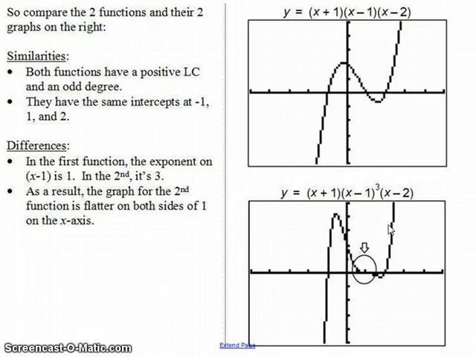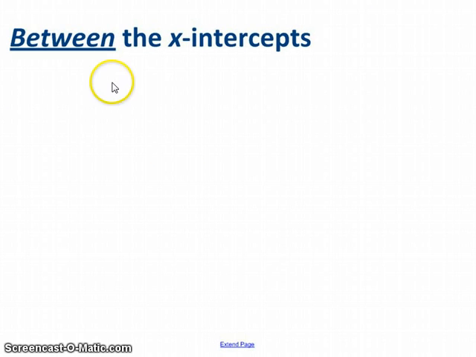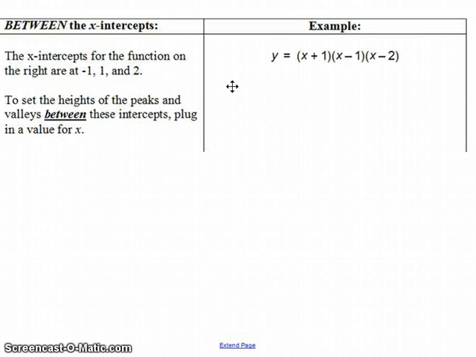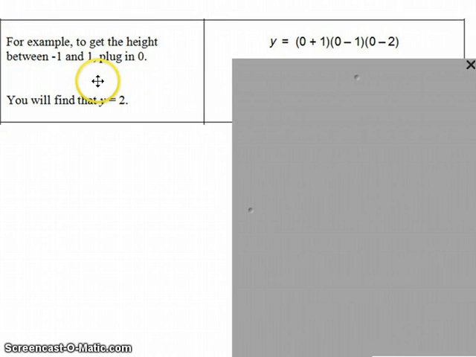So that's it. There is one other issue, though. What happens between those x-intercepts, those peaks and those valleys? Well, in this example that I've got on the right, the x-intercepts are negative 1, 1, and 2. And to decide the heights of those peaks and valleys, just plug in a value for x. So between the intercepts at negative 1 and 0, plug in 0. And literally plug in 0 in place of x.